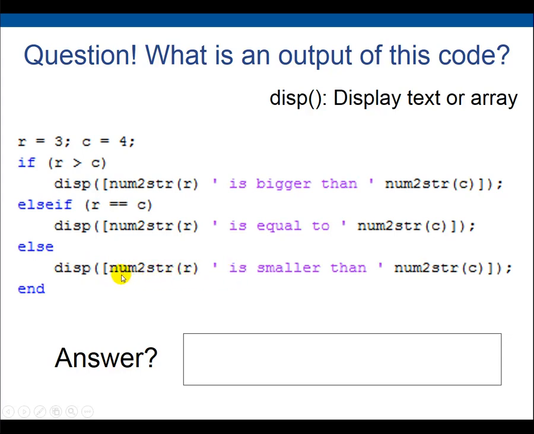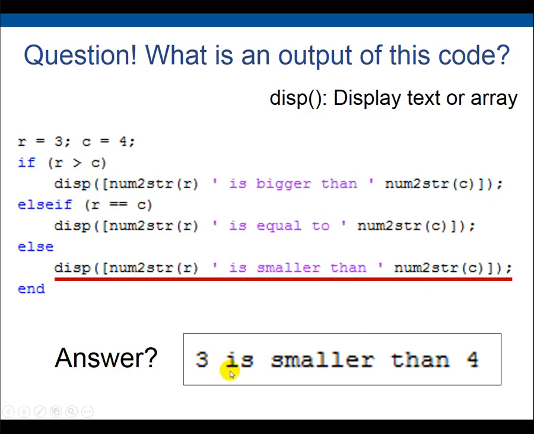But here you can see num2str. What is this? This is a built-in function in MATLAB. It changes the data type from number to string, right? So R actually has a number here, so 3 is changed to the character 3. Then "is smaller than", and there's another num2str for C, so 4, right? So the answer is: 3 is smaller than 4.